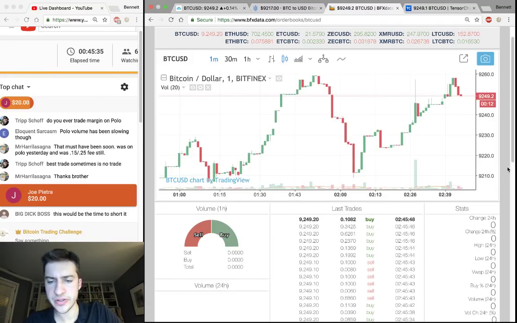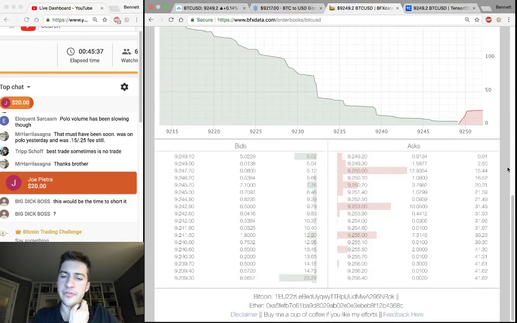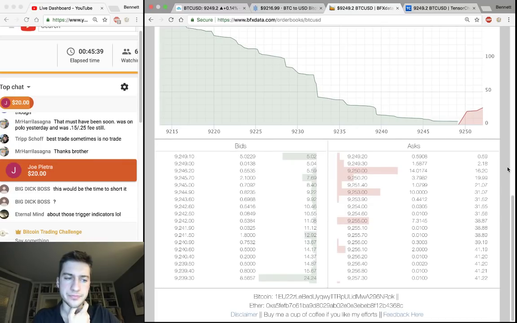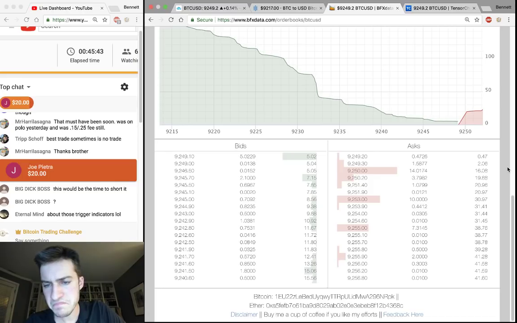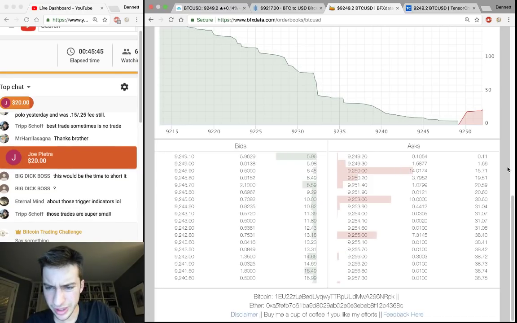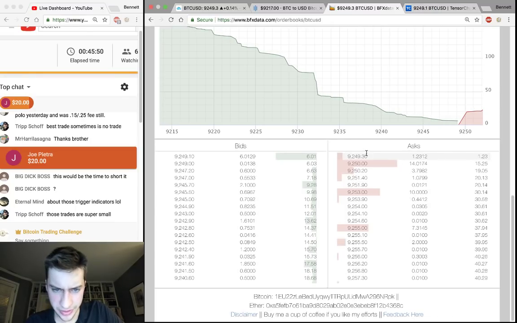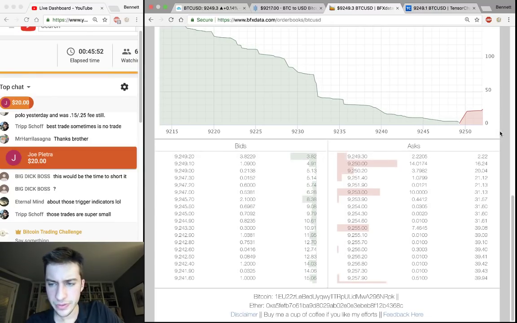Let's take a look at Bitfinex. So the order book on Bitfinex looks relatively equal. We're just not getting a lot of offering pressure to the downside, and we're getting decent demand. Yeah.